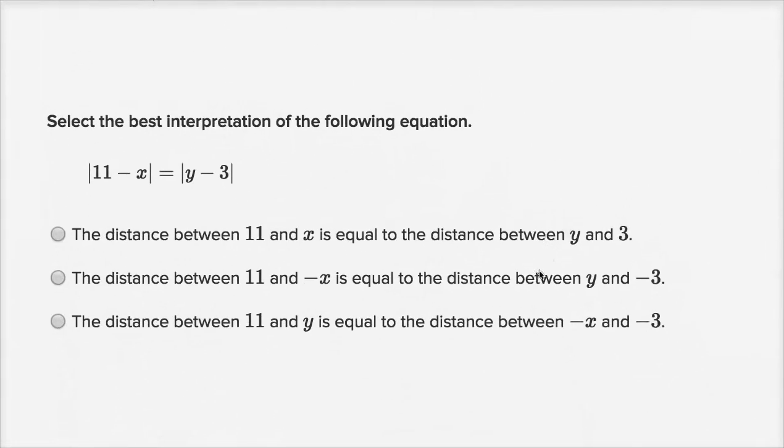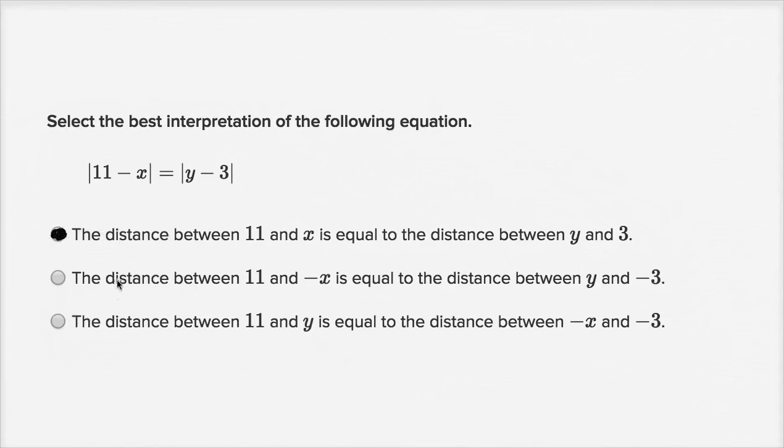All right. Select the best interpretation of the following equation. So we have the absolute value of 11 minus x. So this is the distance between 11 and x, equals the absolute value of y minus 3. So this is the distance between y and 3. So this is telling us that the distance between 11 and x is the same as the distance between y and 3. So they say the distance between 11 and x is equal to the distance between y and 3. Yeah, that's exactly what I just said. So I would select that.